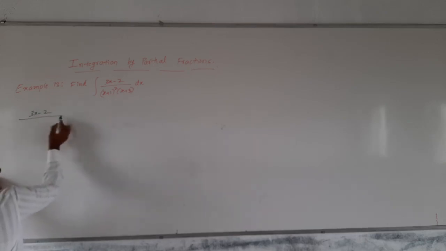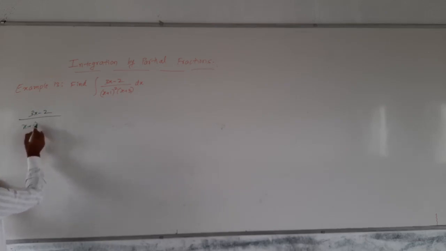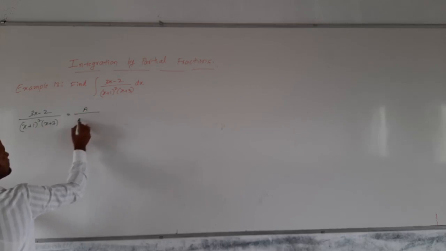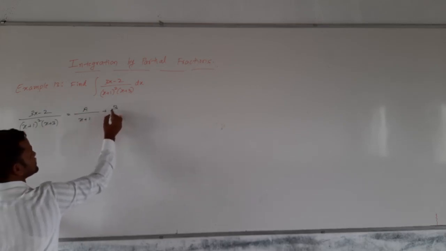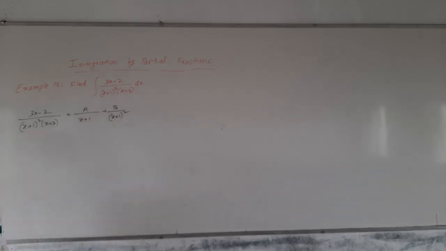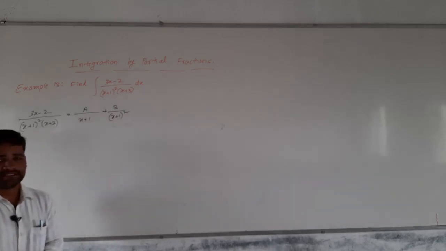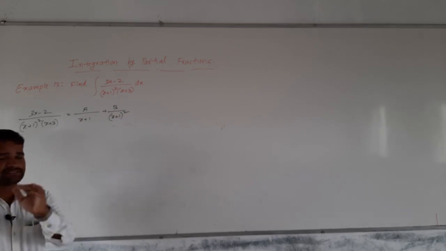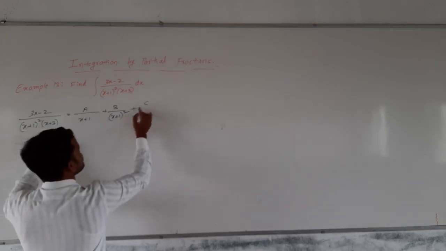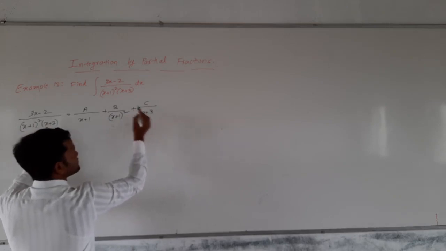3x minus 2 by x plus 1 whole square into x plus 3. This is the function we are simplifying. How will you take this x plus 1 whole square? We will take it as a by x plus 1 plus b by x plus 1 whole square. I told you, if x minus a whole square is there in the denominator, a by x minus a plus b by x minus a whole square, that partial fraction technique was there, I am applying that. And now plus c by x plus 3.